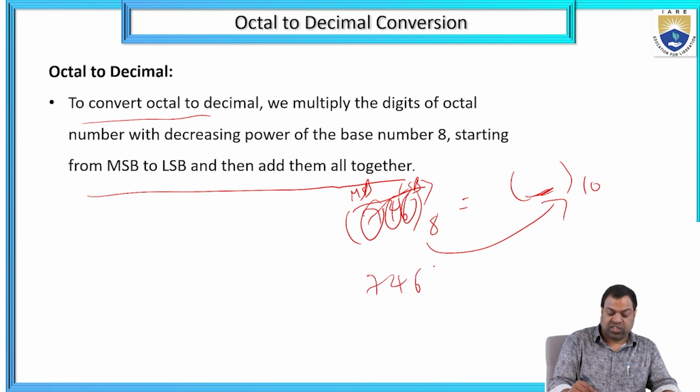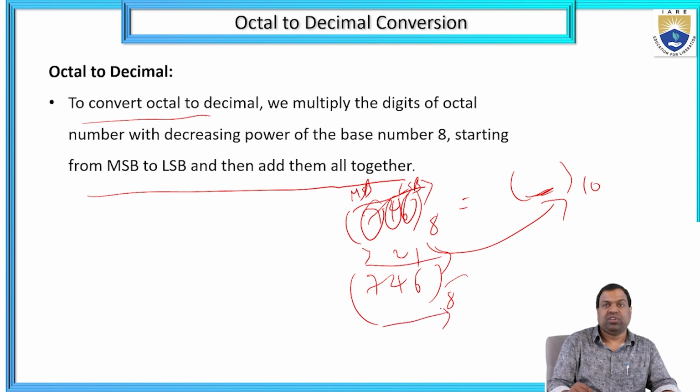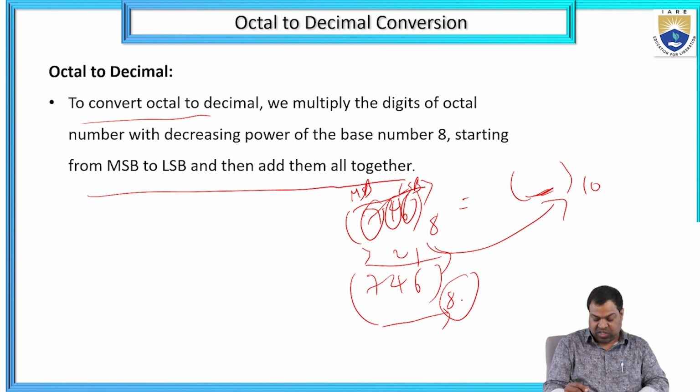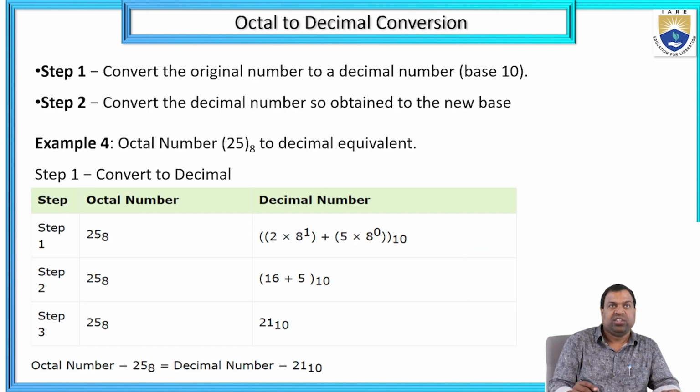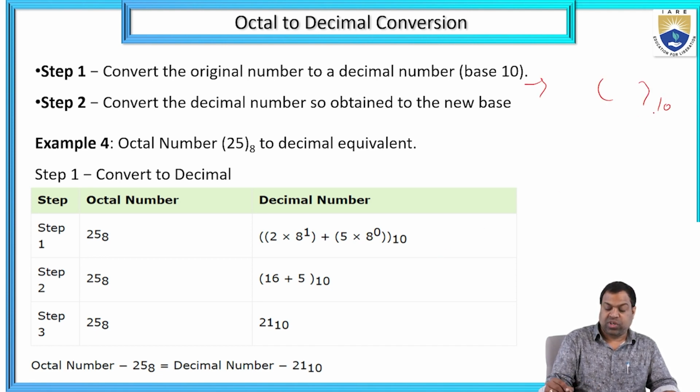So what about 746 base 8? We are going from MSB to LSB. What are the positions? Positions 3 to 1. So we are multiplying from MSB to LSB with the radix value. We can take one example, then understand easily. Step 1, convert the original number to a decimal number, that is base 10, and convert the decimal number to obtain the new base. What is the output? We have to convert to base 10, that is important.